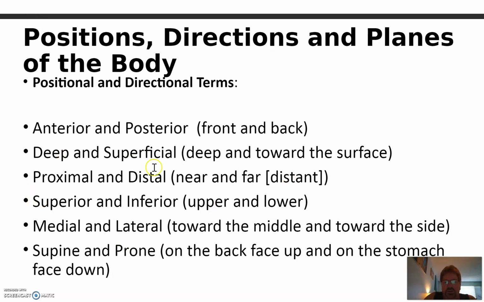Now, proximal and distal, I mentioned that those are the most complicated. Let's take the arm, for example. The point of origin of our arm is at the shoulder, okay? Something that's close to the point of the origin is said to be proximal. Something that's further away from the point of the origin is said to be distal. So, for example, it would be correct to say that the elbow is proximal to the wrist because the elbow is closer to the shoulder, the point of origin, than the wrist is.